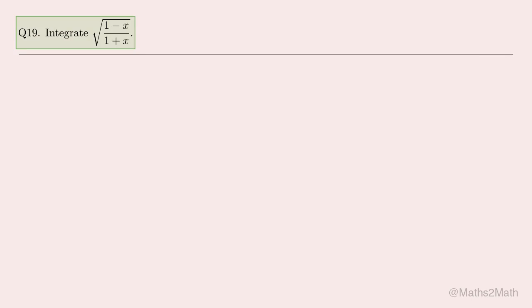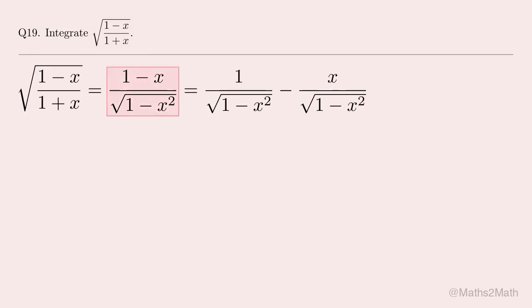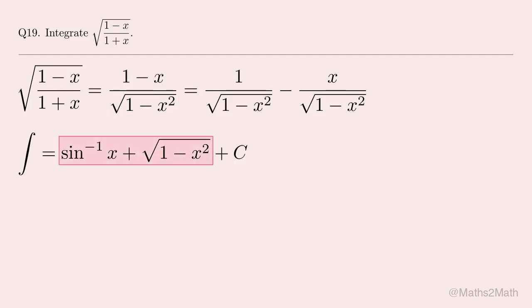Question 19. Multiply inside by 1 minus x to rationalize. The root of 1 minus x squared appears below. The integrand becomes 1 minus x over the root of 1 minus x squared. 2 standard pieces. Inverse sine plus the root.